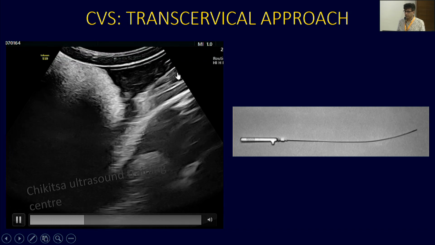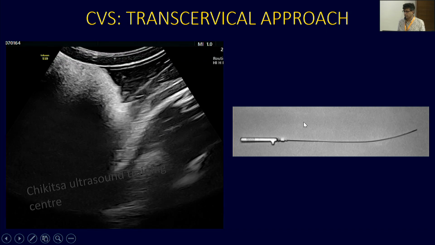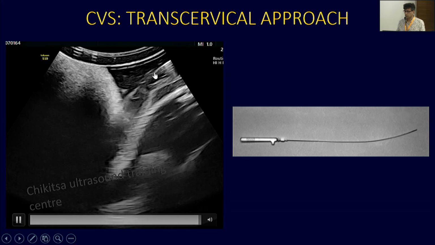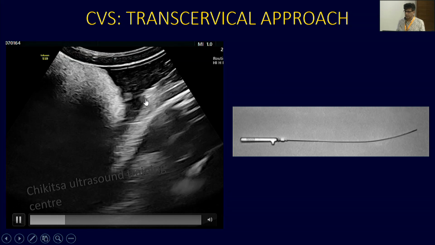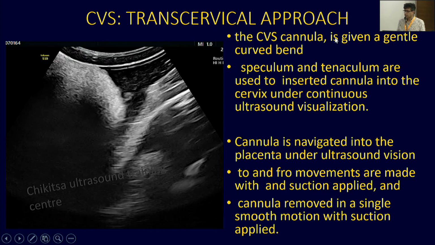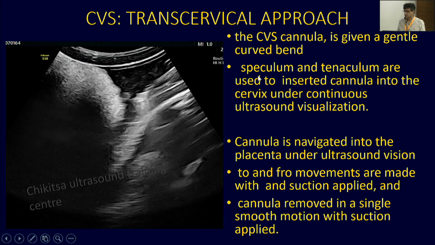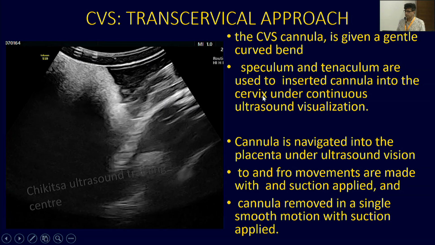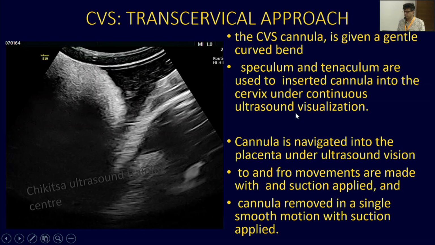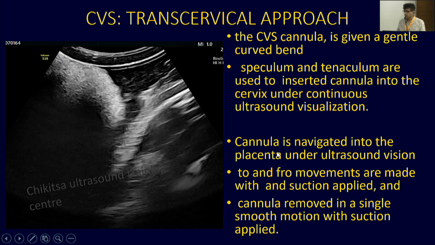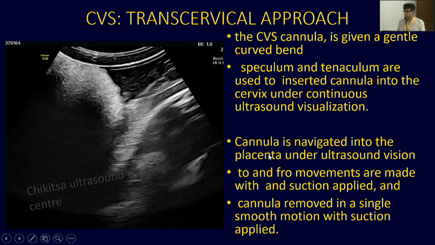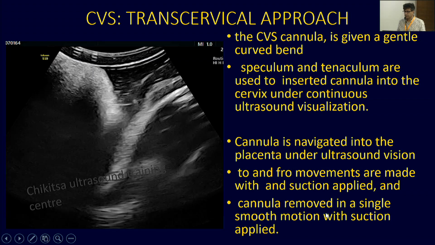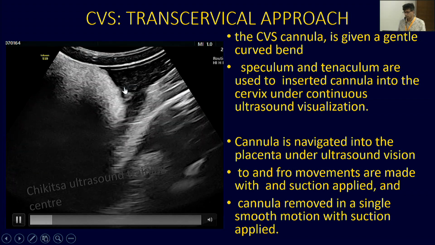In the transcervical approach, the cannula looks something like this. It has a non-traumatic tip, and you advance it under vision here. The CVS cannula is given a gentle bend. You use the speculum and tenaculum to insert it into the cervix under ultrasound visualization. Once it is navigated into the placenta, we apply to and fro movements and suction, and remove the cannula in a single smooth movement.